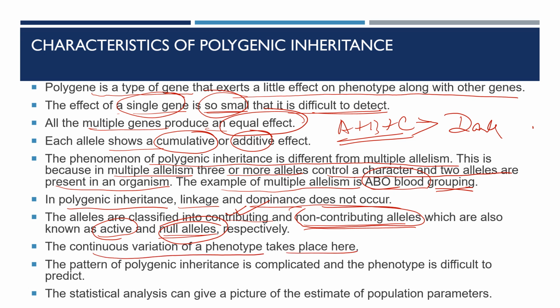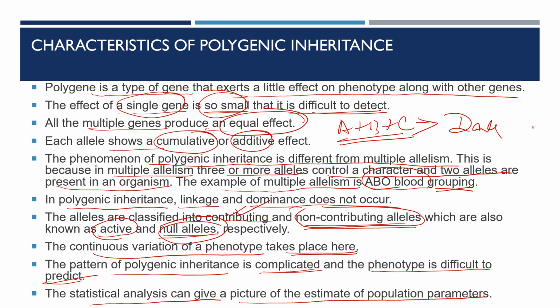The continuous variation of a phenotype takes place here. So the phenotype from dark to wheatish complexion to a whitish skin tone to fairer one is a continuous variation of phenotype. The pattern of polygenic inheritance is very complicated and the phenotype is difficult to predict. You can't predict what the phenotype is going to be after the cumulative effect of 3 or 4 genes. So it is a very difficult thing. Statistical analysis can give a picture to estimate the population parameters. So this is the characteristic of polygenic inheritance.